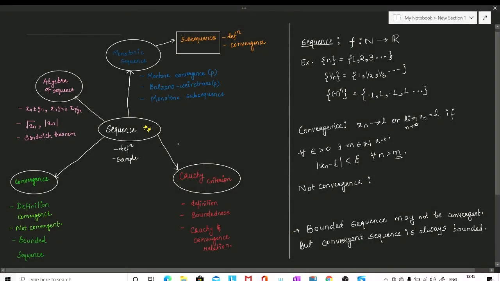So today we are going to study our first topic, which is sequences. We are studying sequences in R, real numbers, unless otherwise stated. So first of all, what is a sequence? A sequence is nothing but a function from the natural numbers to the set R. This set R could vary.